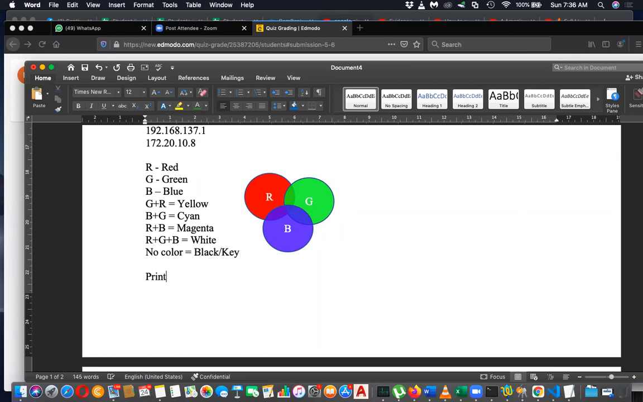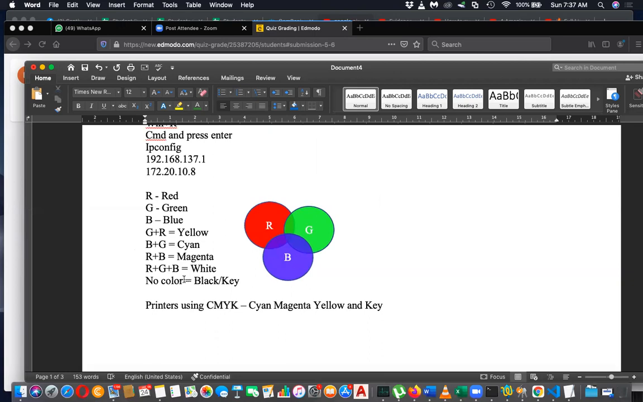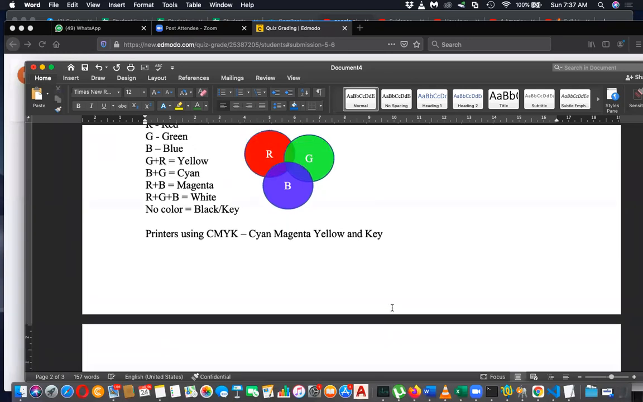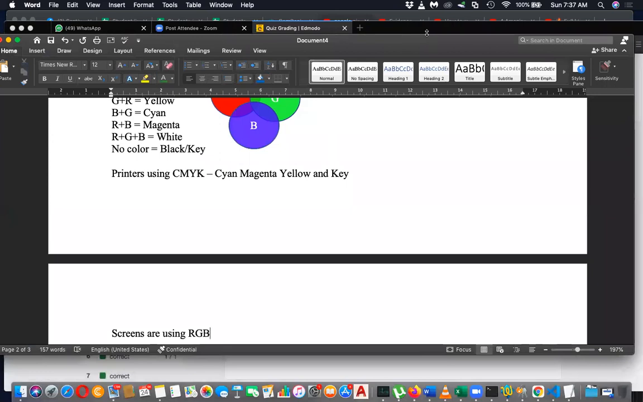Printers are using CMYK: cyan, magenta, yellow, and key. Screens are using RGB. So you should know these points. Screens are using RGB, printers are using CMYK.